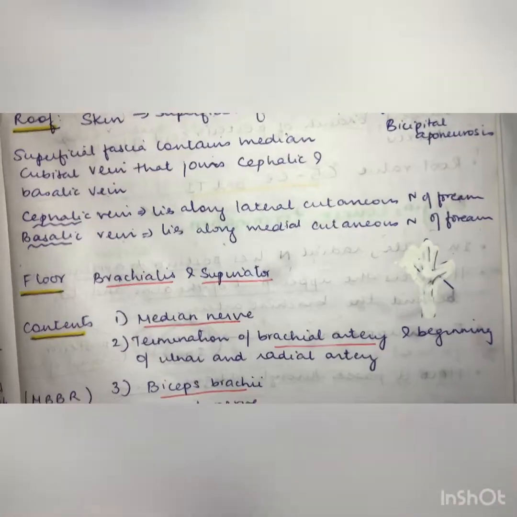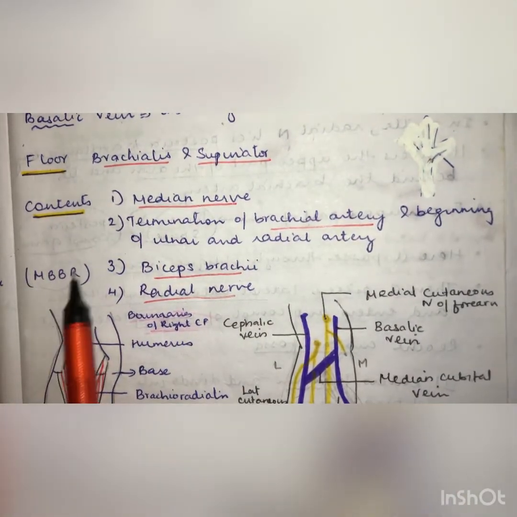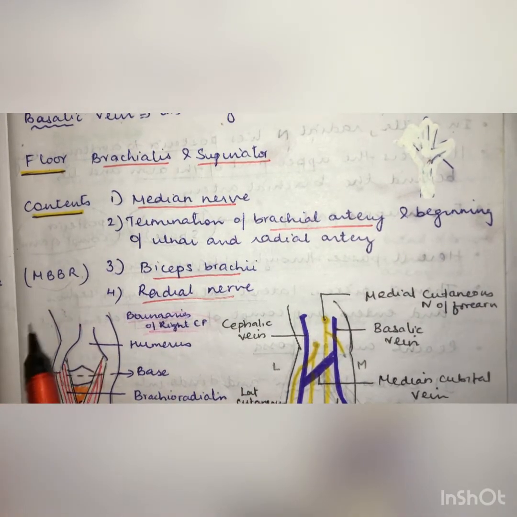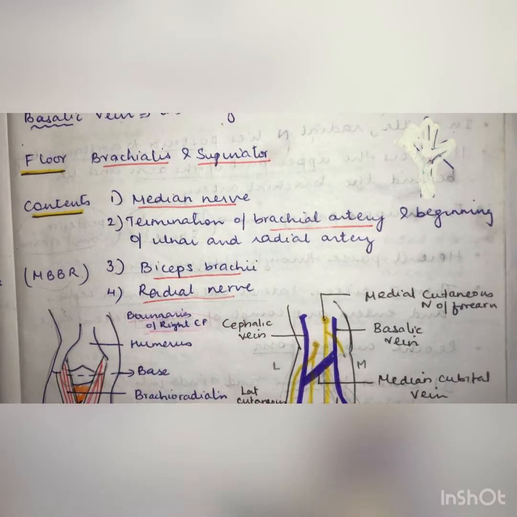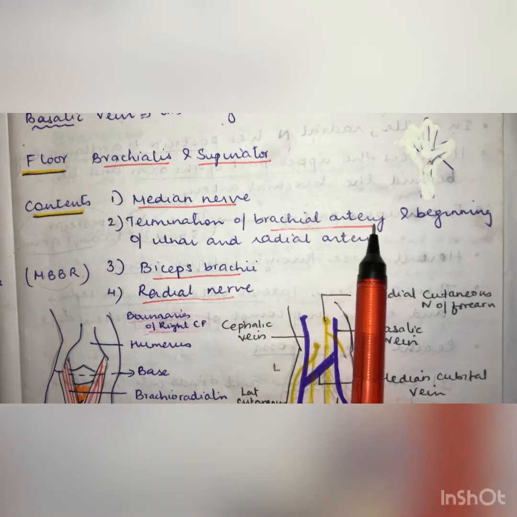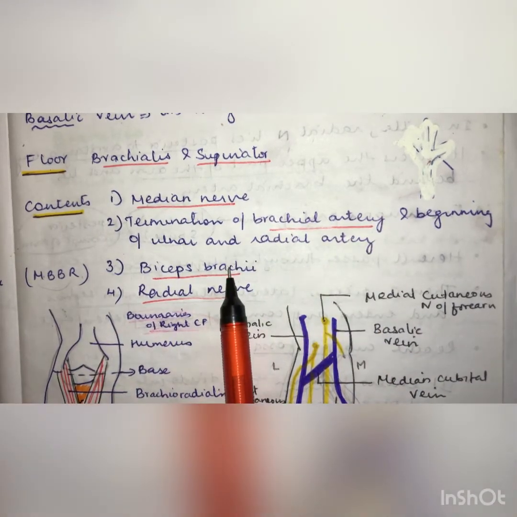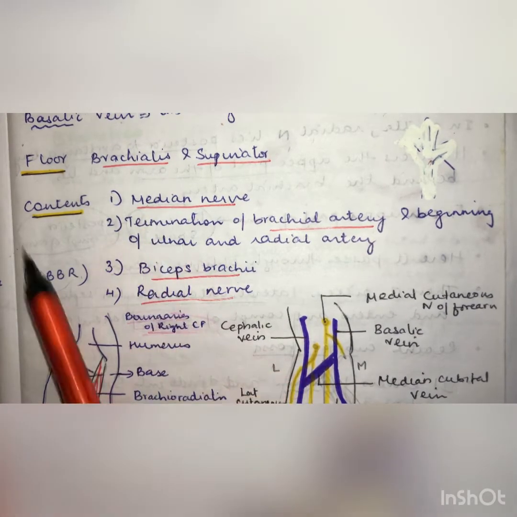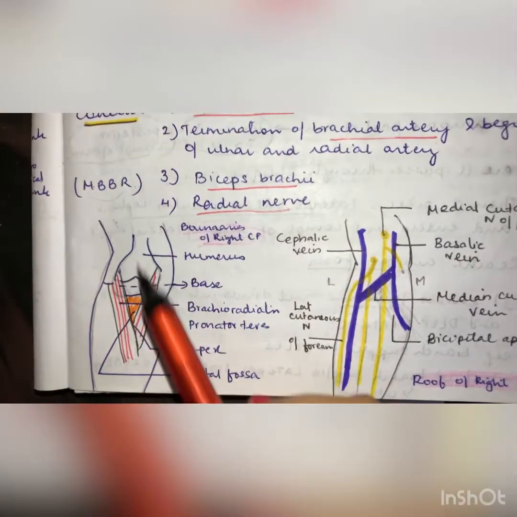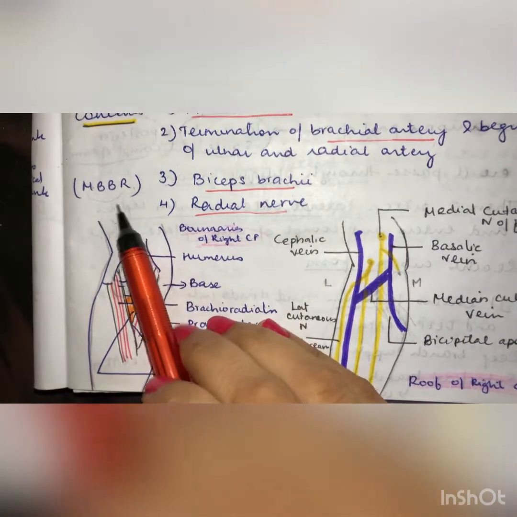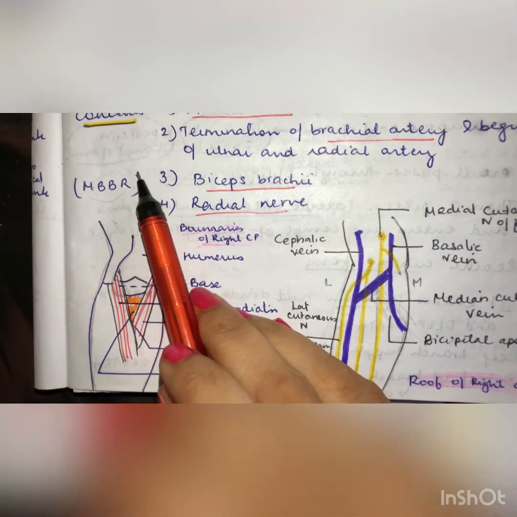Now the contents. Let's remember the contents with this mnemonic MBBR. We know MBBS, so you can remember it as MBBR. M stands for median nerve, B stands for brachial artery, B stands for biceps brachii, and R stands for radial nerve. So the contents of the cubital fossa are the median nerve, biceps brachii, brachial artery, and the radial nerve.